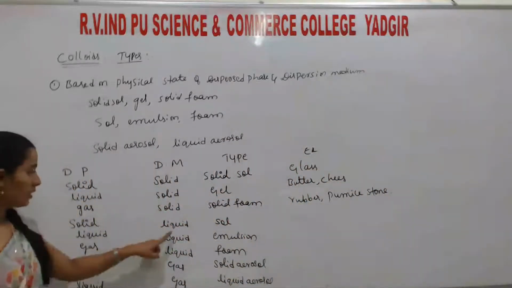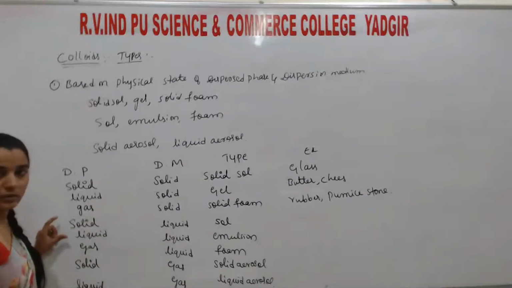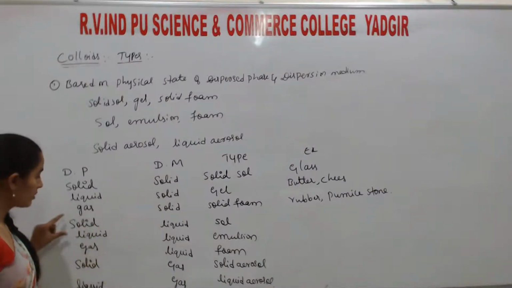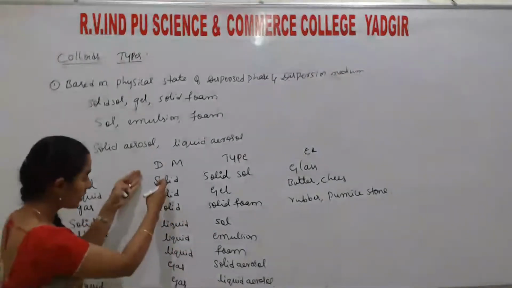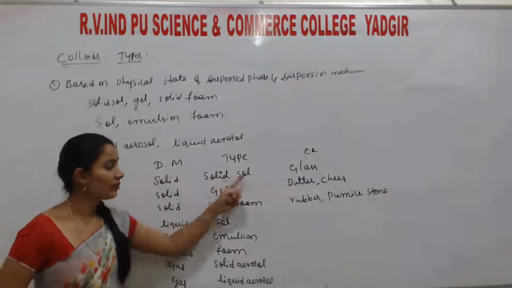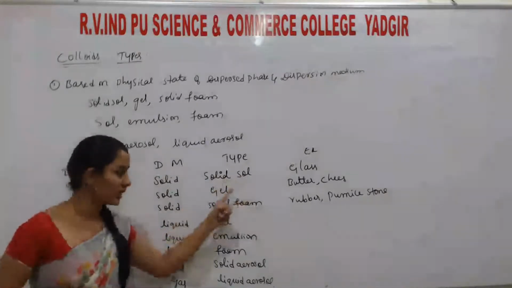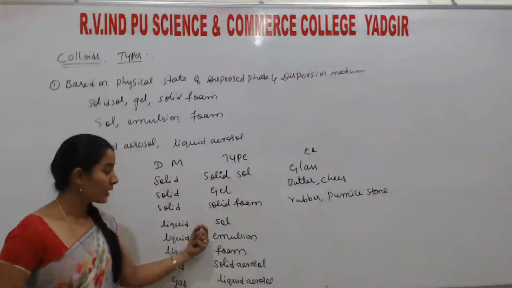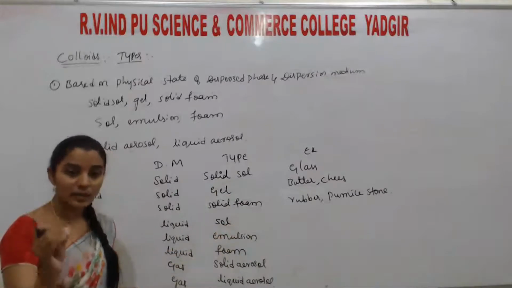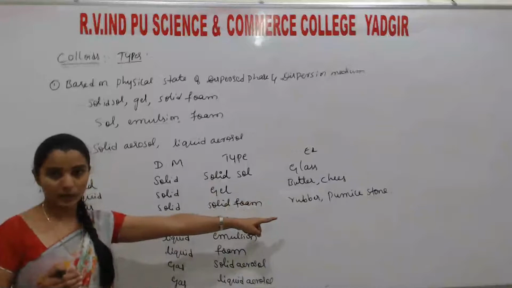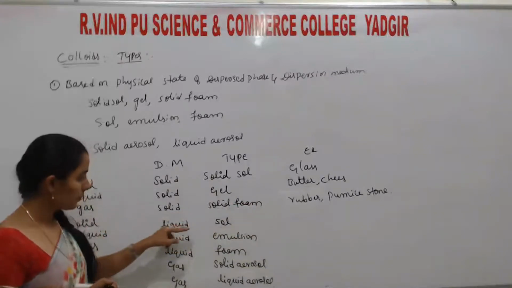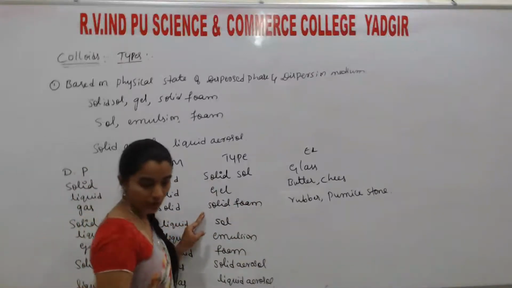So students, let's learn. Liquid is the solvent and solid is the solute. Liquid, solid. That is sol. They are going to ask, students. Give an example for a solid sol. Give an example for a gel. Give an example for a solid foam. Give an example for a sol. In the examination, they are going to ask like this. This is very important. Understand? So an example for this sol is ink.